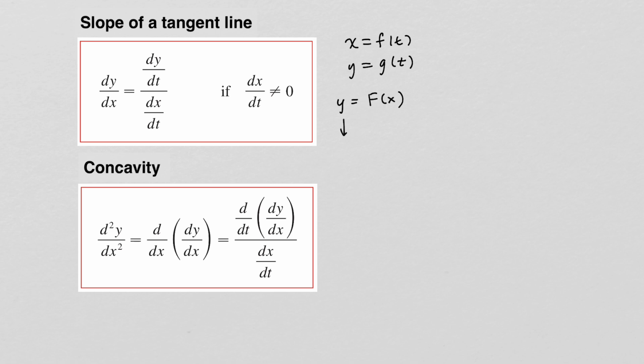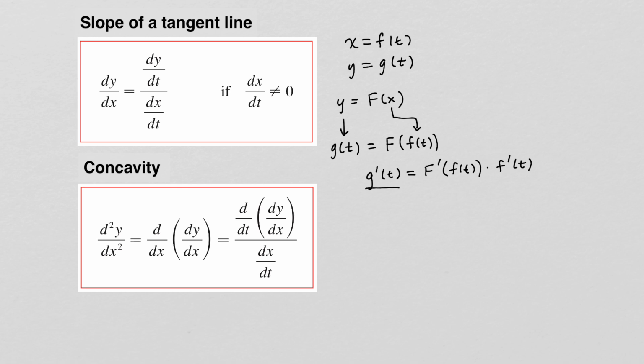Well, if y is g of t, we can replace y here with g of t. And then we have capital F of x, but if x is lowercase f of t, we can replace x with that. Taking the derivative with respect to t, we get g prime of t is equal to, and then the chain rule tells us that here we get f prime, that's capital F prime, of the inside function, multiplied by the derivative of the inside function.